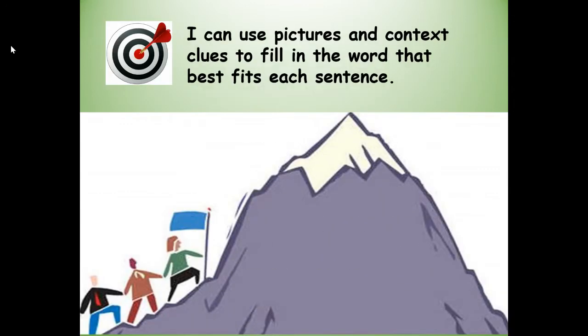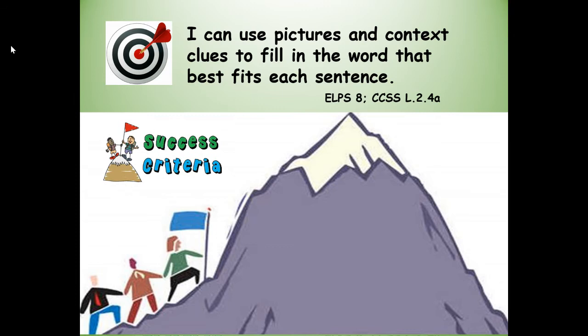Here's our learning target. Repeat after me. I can use pictures and context clues to fill in the word that best fits each sentence. Success criteria. That means how will you know you're successful at using pictures and context clues to choose and fill in the word that best fits each sentence?